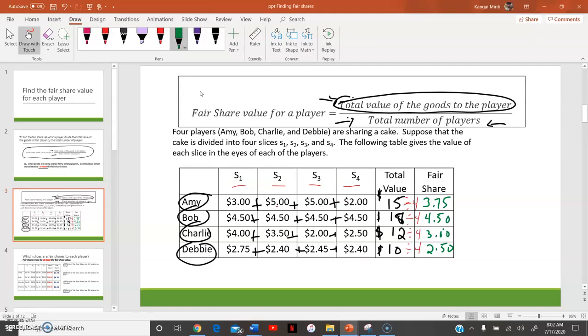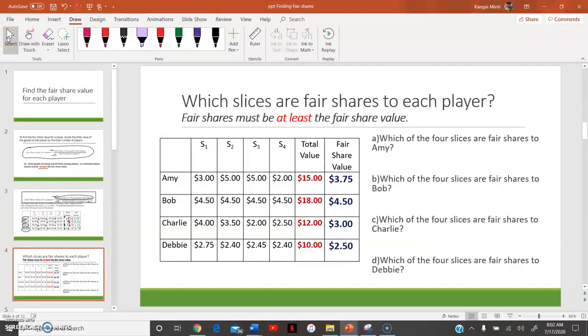But now let's see which slices would be fair slices for each of the players to receive. What we see here are the calculations that we found earlier, the total values and the fair share values. Now we want to use what we found to answer these questions. Which of the 4 slices are fair shares to Amy? To figure that out, we look at Amy's fair share value, $3.75, and see which slices are at least this value.